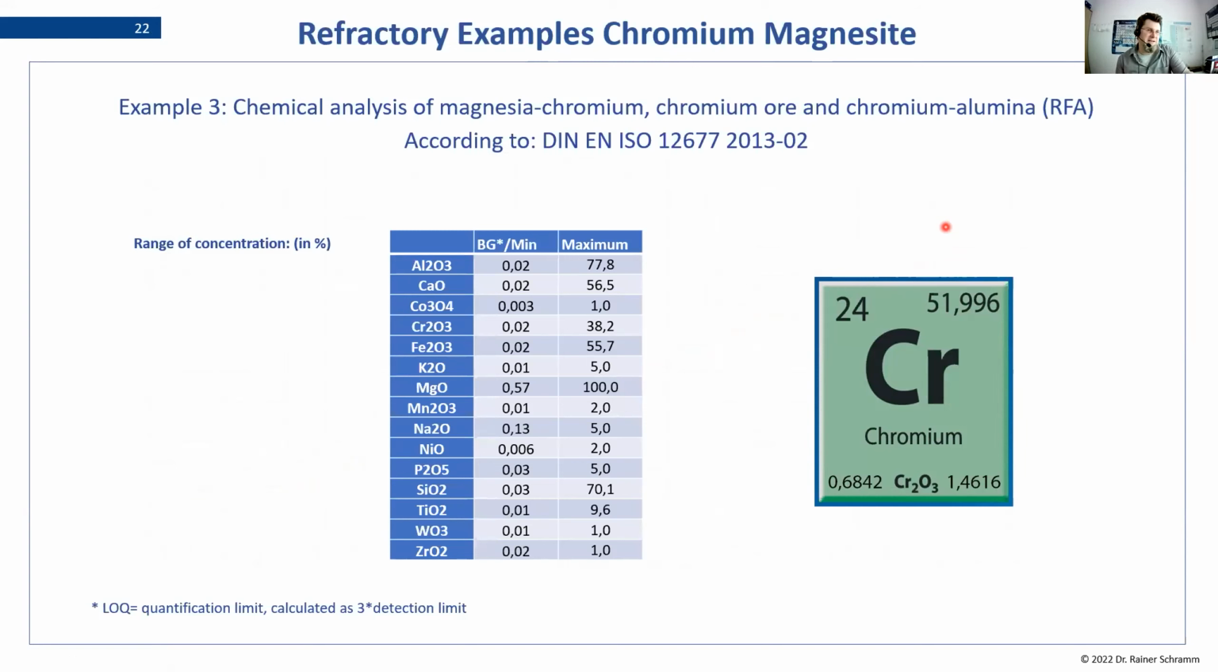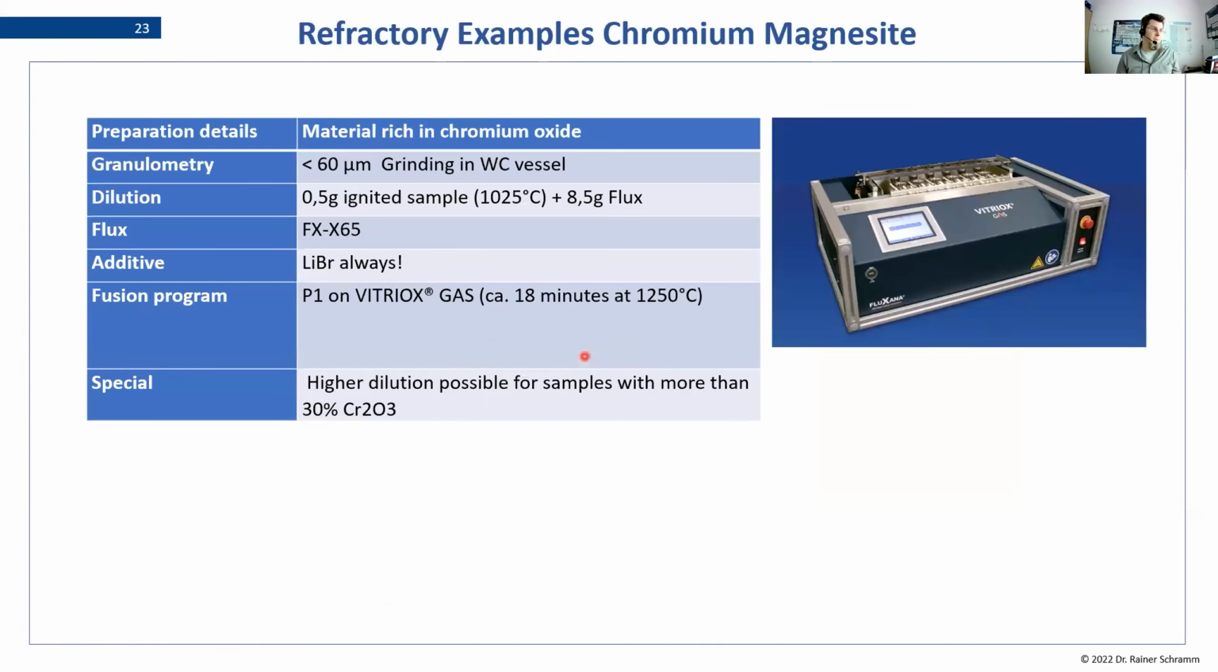Chrome magnesite, or chromium alumina. So again, it's a combination of different materials. We have the matrix here, again, a lot of silica, but of course also a lot of chrome oxide. And that will be kind of the determining factor here. Let's have a look at the preparation details.